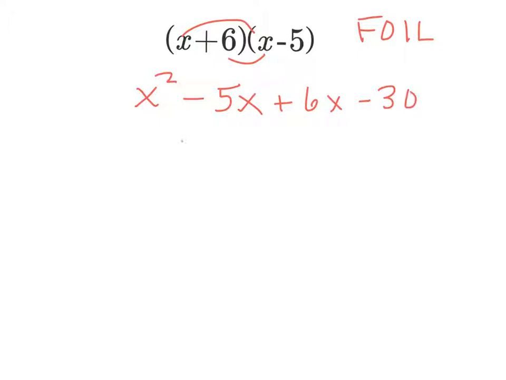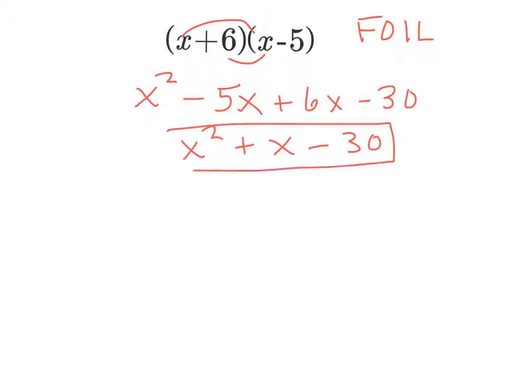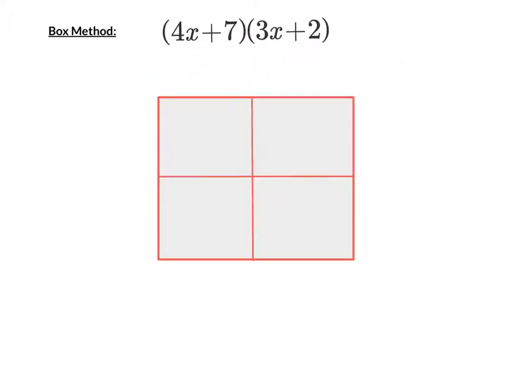And now I would combine my like terms. Negative 5x plus 6x is a positive 1x, and I don't actually have to write the 1 out. And that would be my final result for multiplying those two polynomials. Some people prefer the box method, which is just a more visual way of doing the same thing. I'm going to write the terms 4x and then plus 7 over here going along the top, and I'm going to write the terms of the second quantity going down the side.